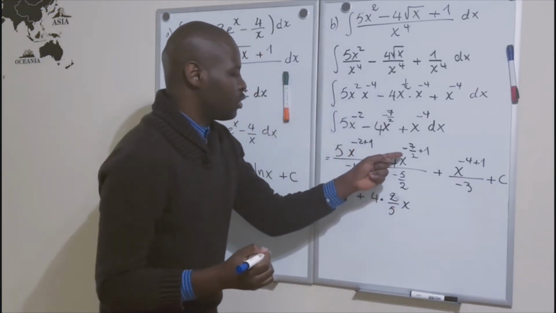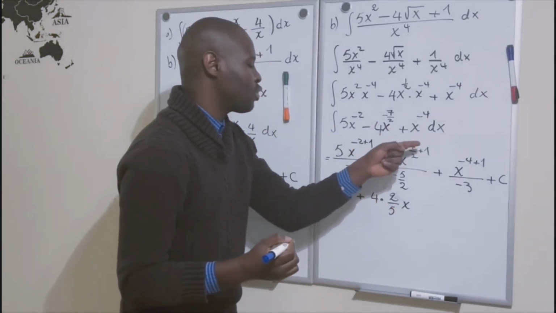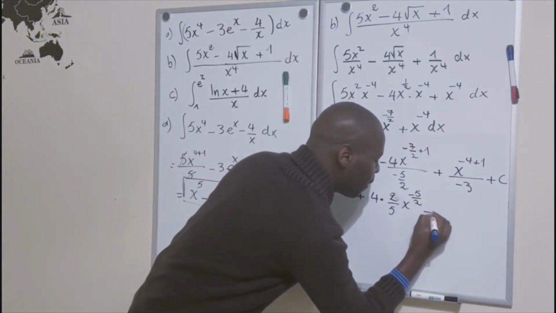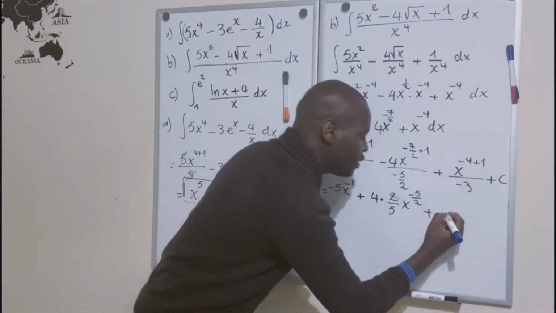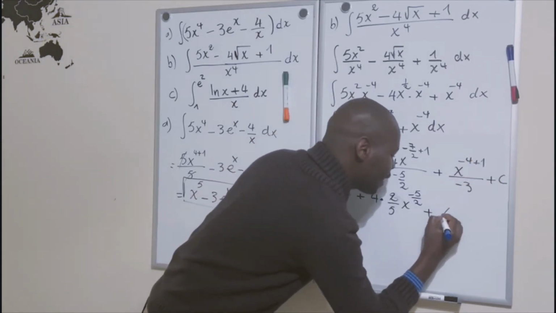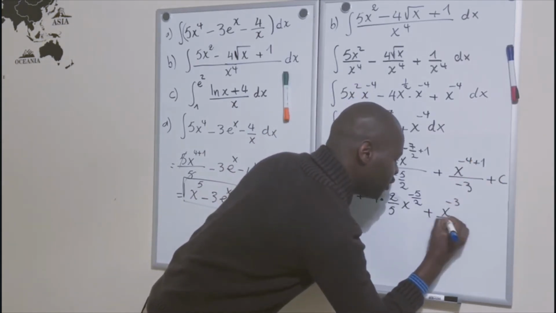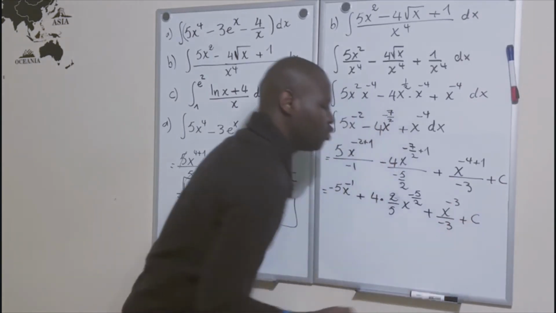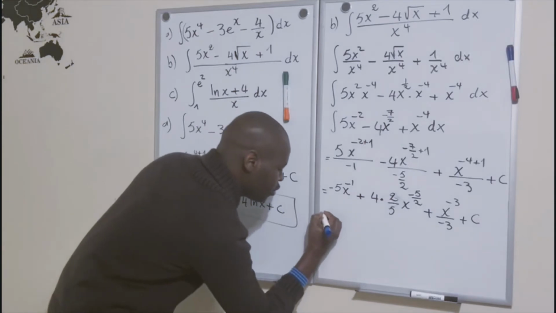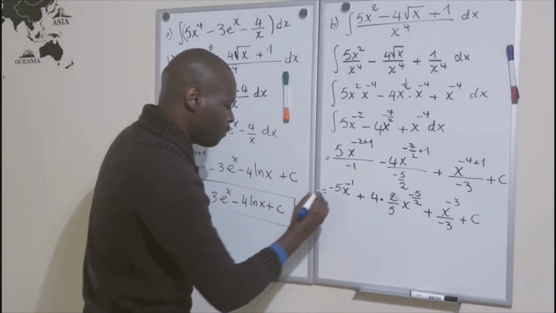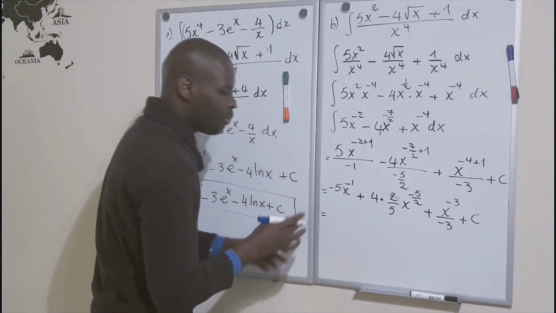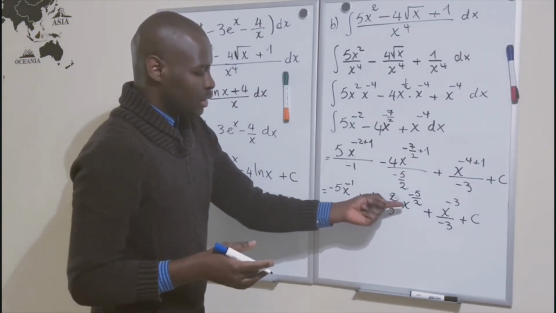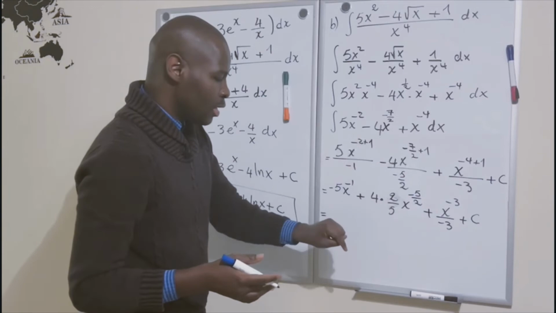x to the what? So we said minus 7 half plus 1 is minus 5 half, plus, now x, minus 4 plus 1 is x to the minus 3 divided by minus 3, plus constant. Do not forget your constant. Okay, so let's go ahead and simplify this. Now I'm ready to put them in the original form. I can either put these negative powers down.